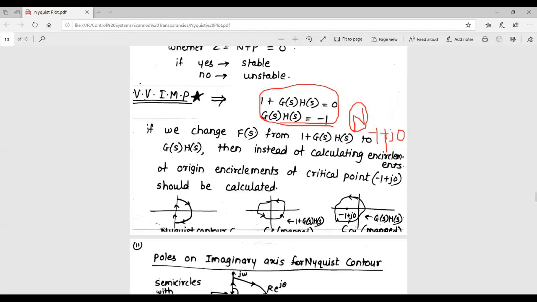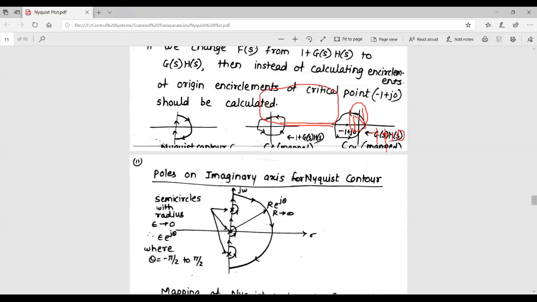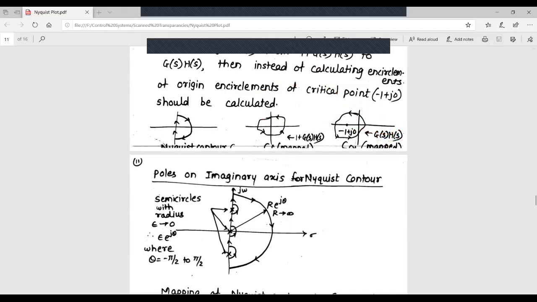So if we change f of s, then instead of calculating encirclements of the origin, the encirclements about the critical point should be calculated. Here the diagrammatic representation shows that we have the Nyquist contour in the leftmost diagram, the right half of the S-plane. Then the middle diagram shows 1 plus GSHS encirclements after sketching the Nyquist plot. And the rightmost diagram is the change from 1 plus GSHS to GSHS. Here the encirclements around the critical point are calculated.